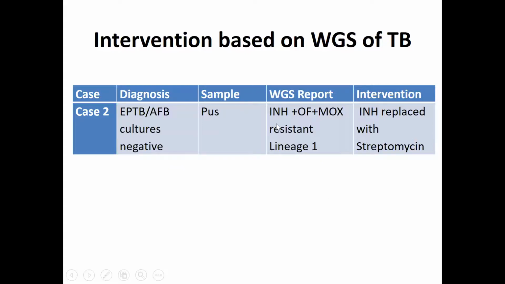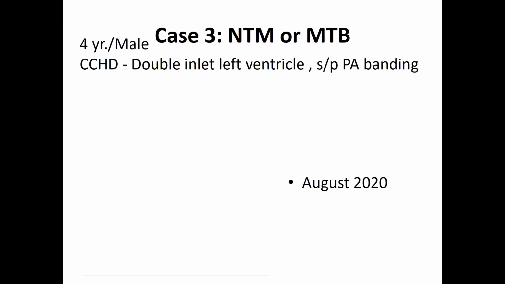So in this case, since we had done a whole genome sequencing, we knew that among the second line also, fluoroquinolones were resistant. It's better to start streptomycin. Now this is the last case, the third case, which is the trickiest one.